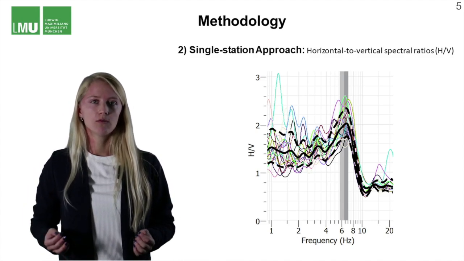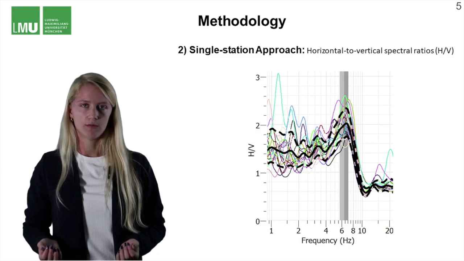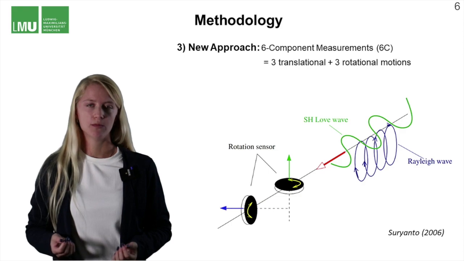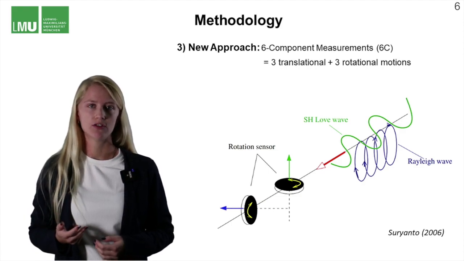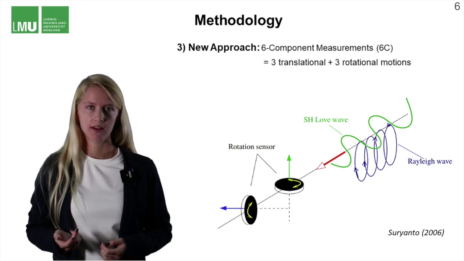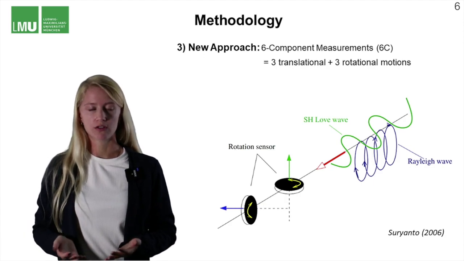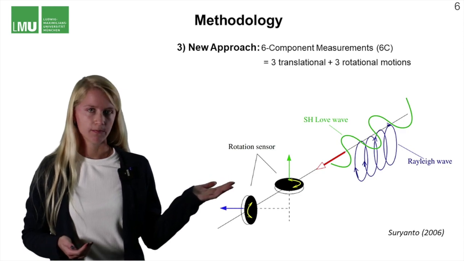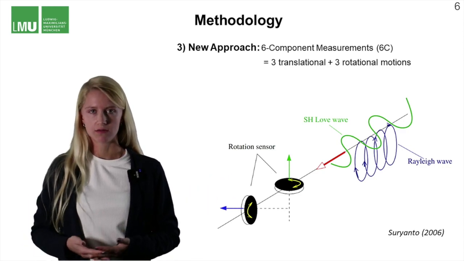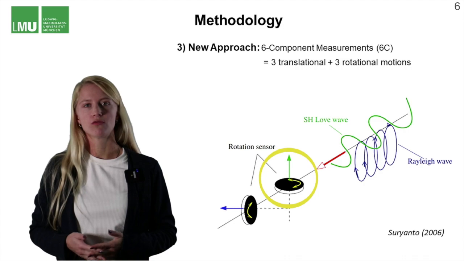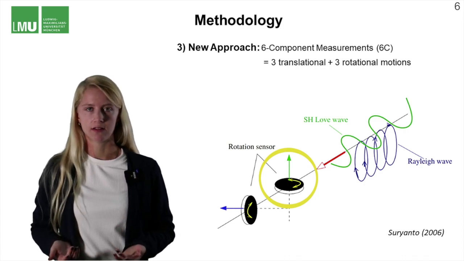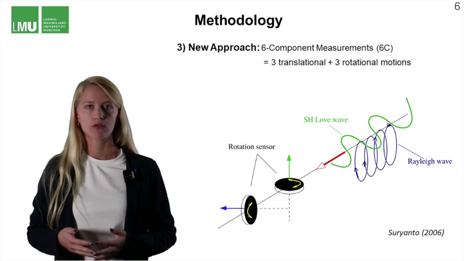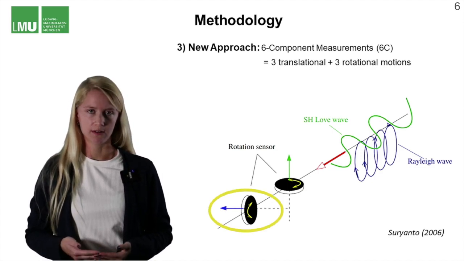And that is the reason why we are working on a new single-station approach. We're using so-called 6-component measurements where you record 3 translational and 3 rotational motions. In this case also we're recording surface waves, and the particle motions that they induce are shown in this figure. Love waves cause a transverse particle motion and induce a rotation around the vertical axis, while Rayleigh waves cause an elliptical particle motion and rotations around the horizontal axis.